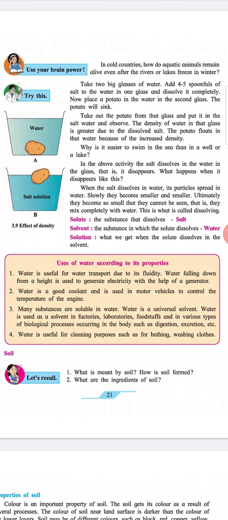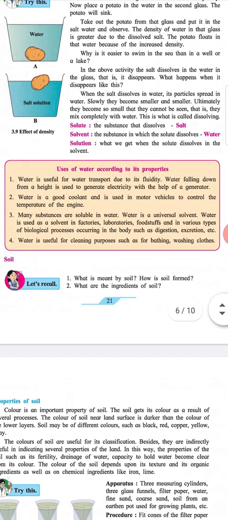When the salt dissolves in water, the particles spread in water. Slowly they become smaller and smaller. Ultimately, they become so small that they cannot be seen. That is, they mix completely with water. This is what is called dissolving. Solute: the substance that dissolves. Here it's salt. Solvent: the substance in which the solute dissolves. Water. Solution: what we get when the solute dissolves in the solvent.